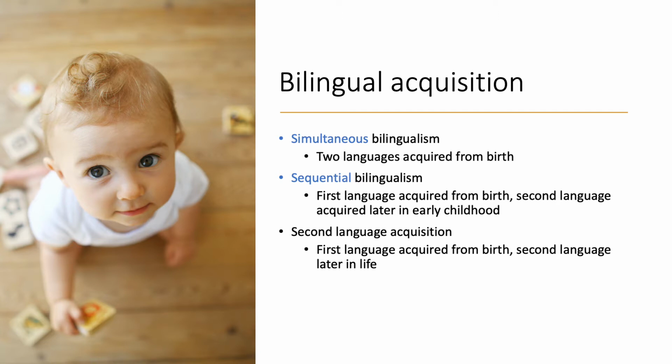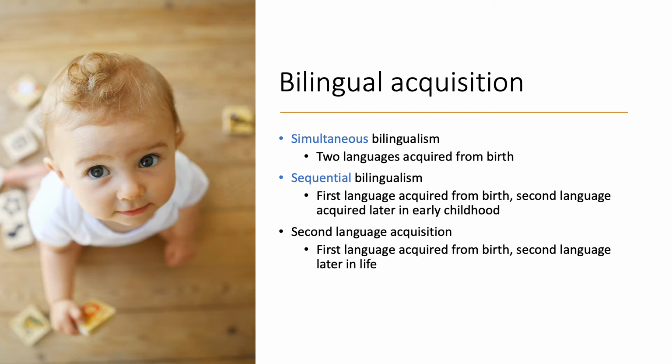On the other hand, sequential bilingualism means that both languages are acquired in early childhood, but not both from birth at the same time. Typically, the first language will be the home language, the family language, and then later on, for example, when the child goes to school or to kindergarten, they learn the community language.